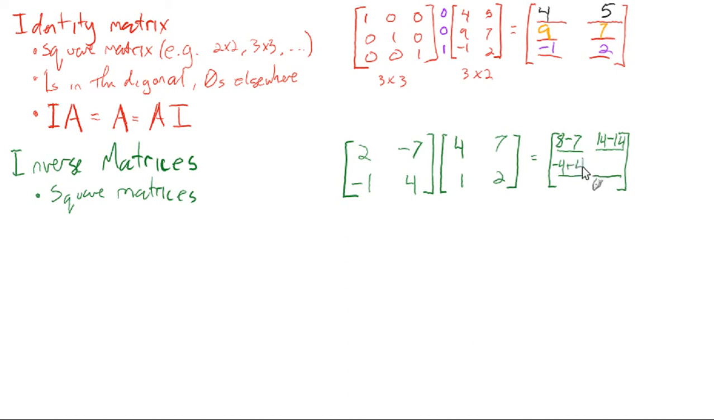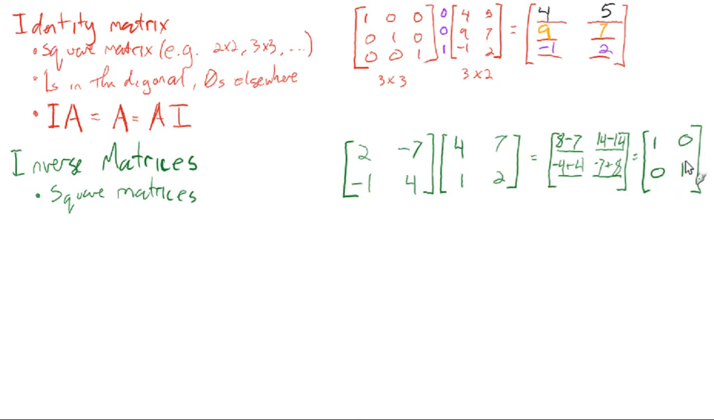So we're going to add 4 to that. -1 times 7 is -7, and 4 times 2 is 8, so we add 8. And what happens here? 8 minus 7 is 1. 14 minus 14 is 0. -4 plus 4 is 0. And -7 plus 8 is 1. Look at that. We took two square matrices, two 2 by 2 matrices, multiplied them together, and got the 2 by 2 identity matrix. Right?